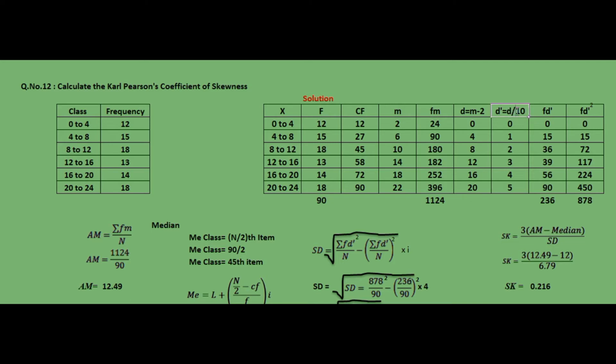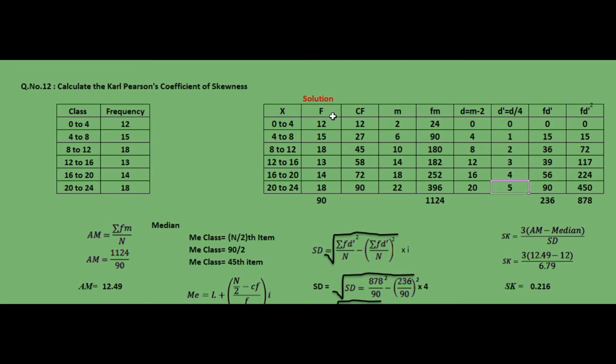Now what is D dash? D dash equals D divided by 4. Why 4? Because the class interval is 4 here. So D dash equals all these D numbers divided by 4. 0 by 4 is 0. 4 by 4 is 1. 8 by 4 is 2. Like that, 16 divided by 4 is 4, 20 divided by 4 is 5. Like that, all the numbers come.